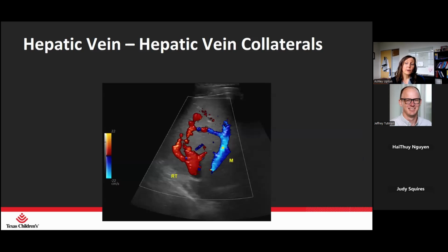And so with the outflow issues, like I said, the hepatic veins try to find alternative pathways back to the heart. Oftentimes, if the obstruction is severe enough, they will end up collateralizing between themselves. And this is something we can see on ultrasound. So in this patient with Budd-Chiari, the right hepatic vein was obstructed and going the wrong direction. It's red instead of blue. But notice that there is a direct communication between the right and the middle hepatic veins. And this is its way of just finding an alternative pathway back to the heart.